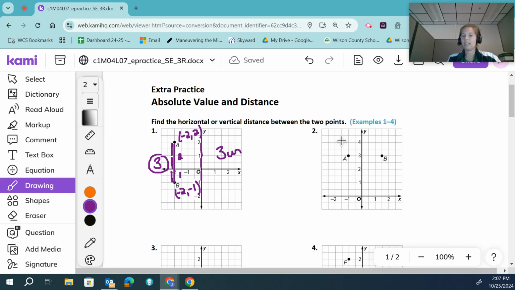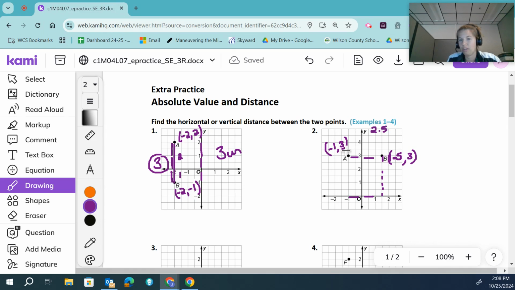All right, now let's take a look at number 2 here. Again, on our axes, each 2 spaces represents 1. Now this one, B here, is plotted at 1.5 as your x value. So 1.5, 3, and A is at -1, 3. Again, I can count. I see 1, 2.5. So I counted 2.5.